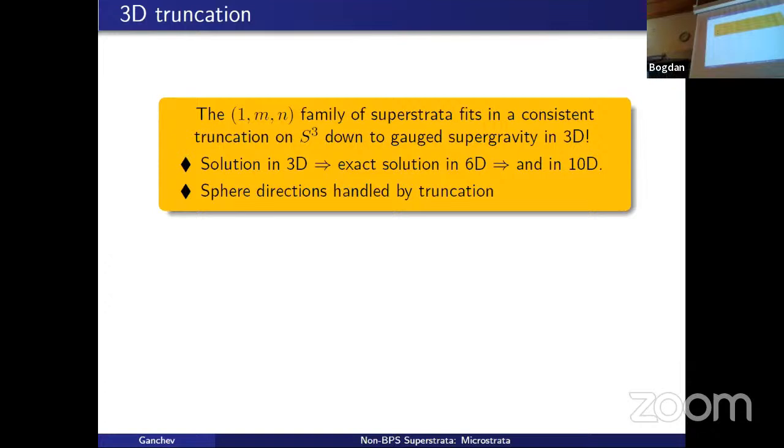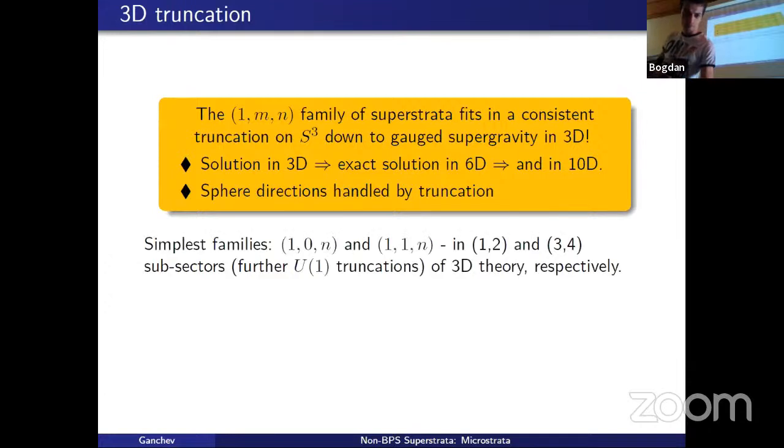So yeah, when I say consistent truncation, what I mean is that if you have a solution in 3D, you can uplift it to an exact solution in 6D. All the sphere directions are handled by the truncation. There is a further reduction that you can kind of do. So the simplest one.